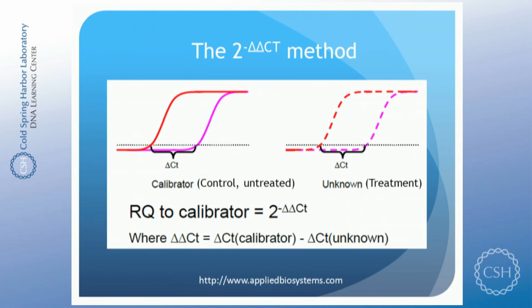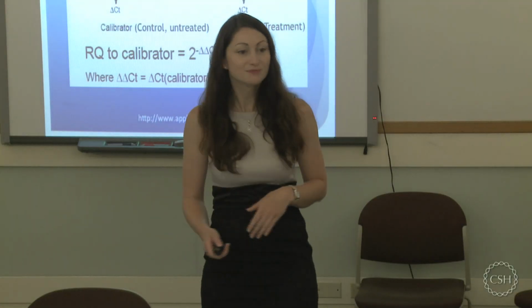Then you can calculate a value called relative quantitation, RQ. To calibrate, that would be 2 to the power of minus delta delta CT, and delta delta CT is the difference between your calibrator, your untreated control, and your treated control. Does that make any sense? That's the question, kind of fundamental.